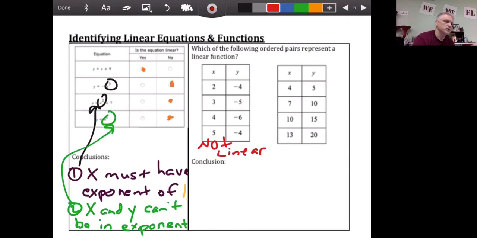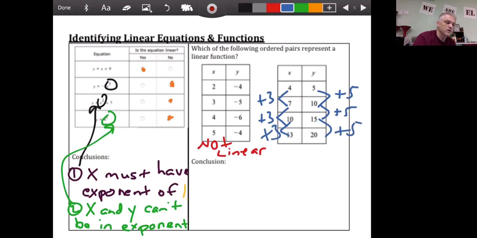Okay, so let's look at the second one, the one on the right here. So we're going +3, we're going +5. Okay? Let's see what happens here. +3, +5, +3. Oh, look at that, +5. So this one is linear.